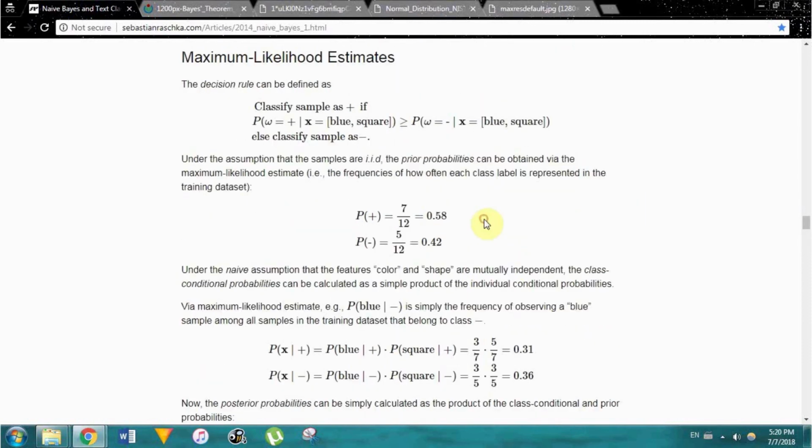And here is where I want to finish this little tutorial. I hope you got an understanding of Bayes theorem and the Naive Bayes classifier.